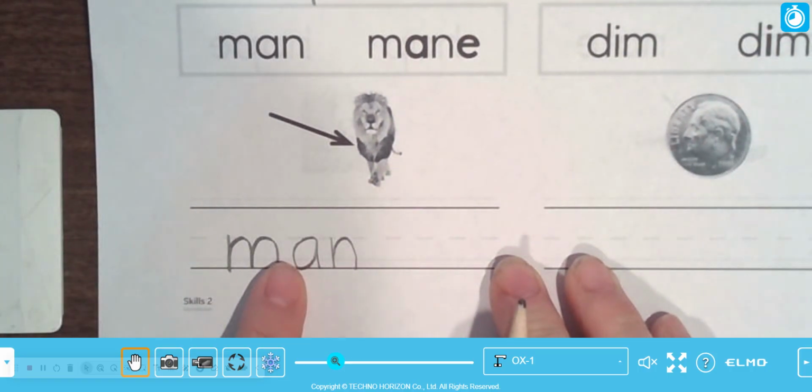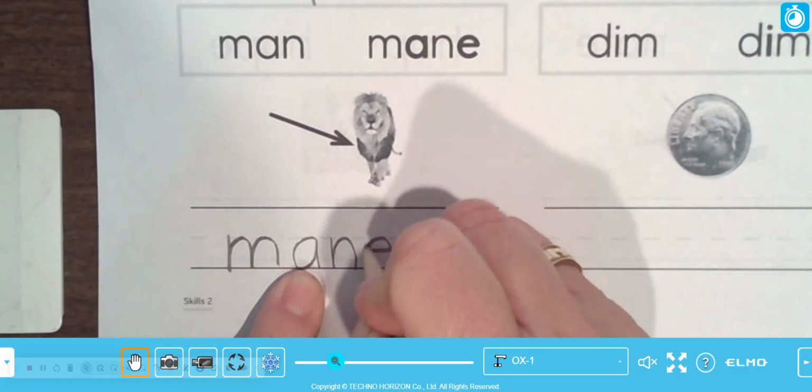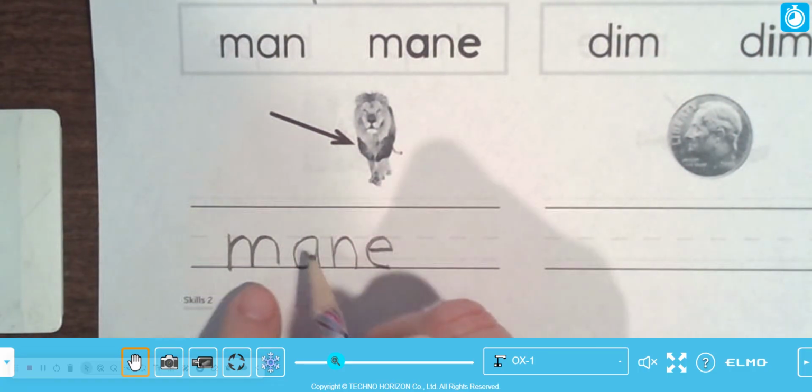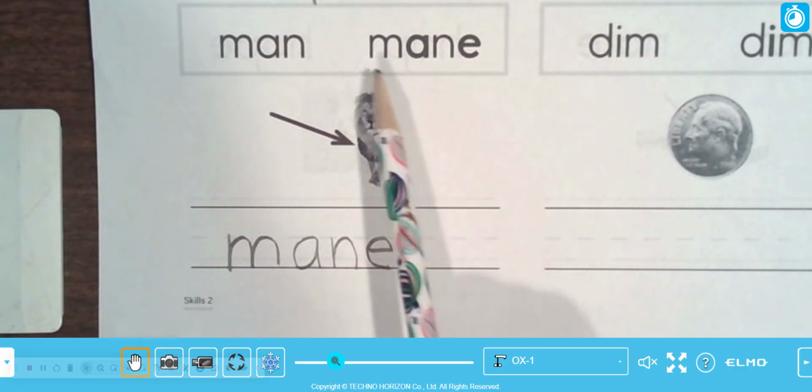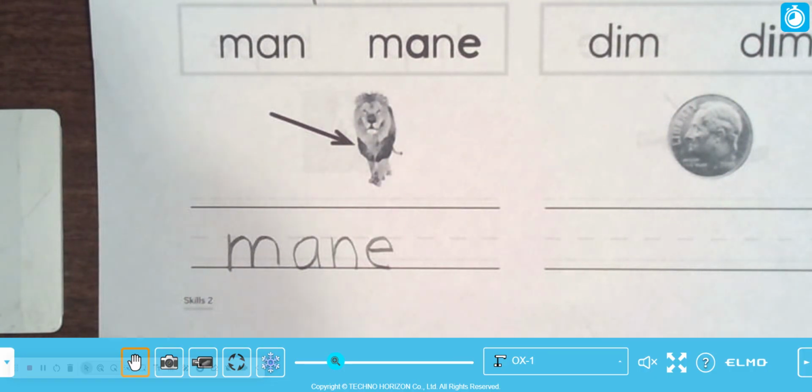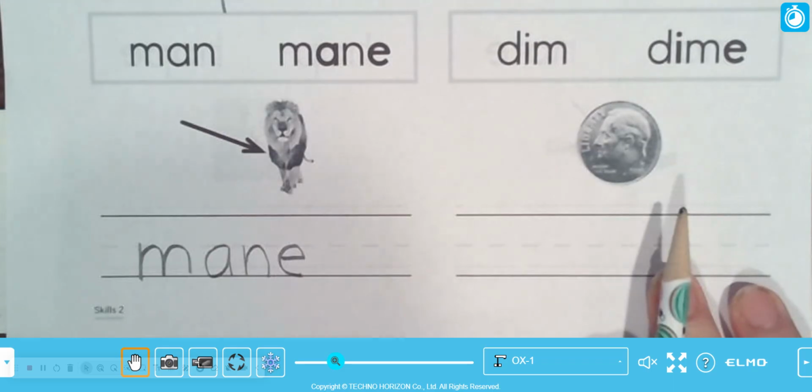If we leave it like that, it's the word man. We have to add the silent E to change this to an A, so it's not an A, mane. And as you're writing down the word mane, I'm going to use that word in a sentence. So the boy lions, or the male lions, have a mane around their face. Mane. Okay, we're going to move on to the next word.